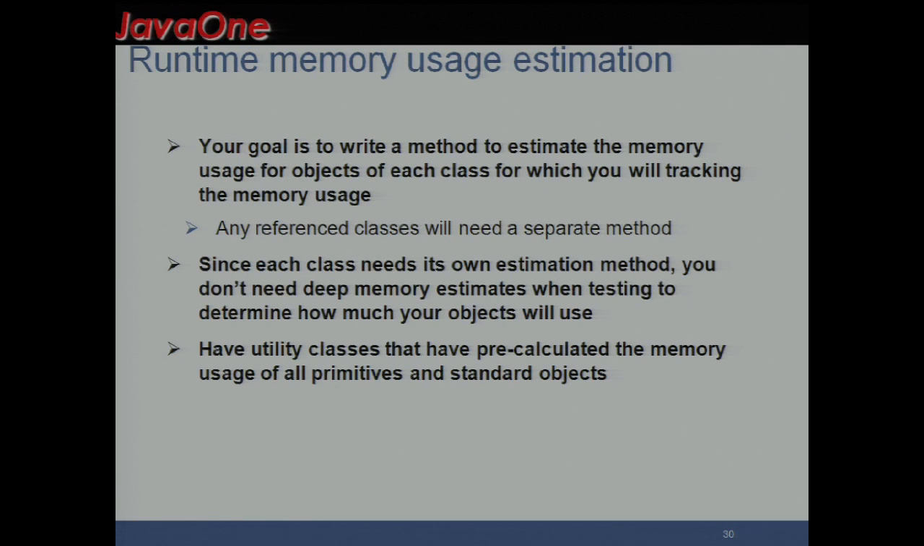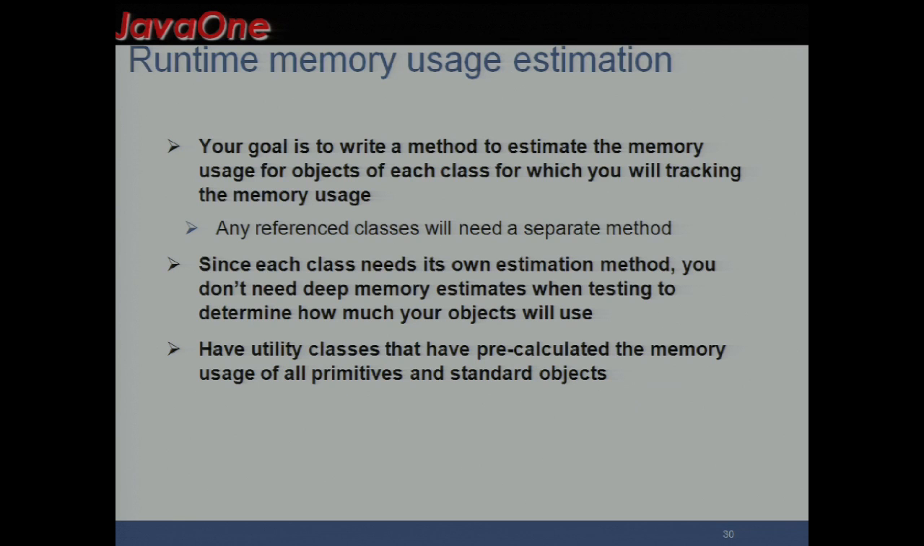So now you need to translate this knowledge into methods that are going to efficiently estimate the memory usage of objects while your app is running. So your goal is to write a method that's going to estimate the memory usage of your objects for every class you're going to track the memory usage of, right? And any classes that are referenced are going to need a separate method. So since you're going to need a separate method for every object anyway, you don't really need to get deep memory estimates during your testing.